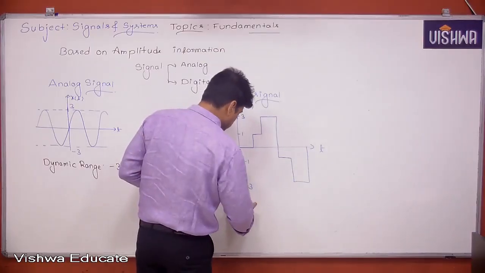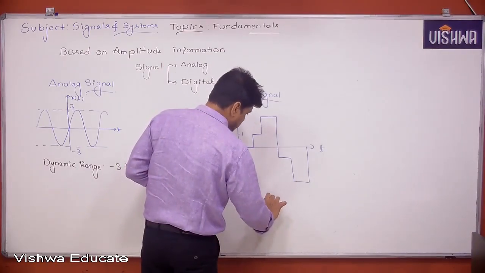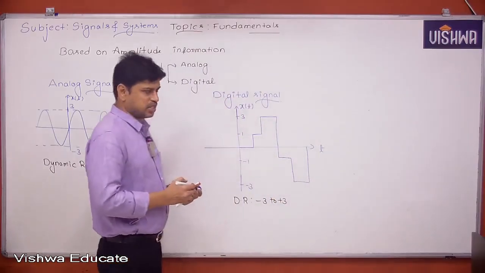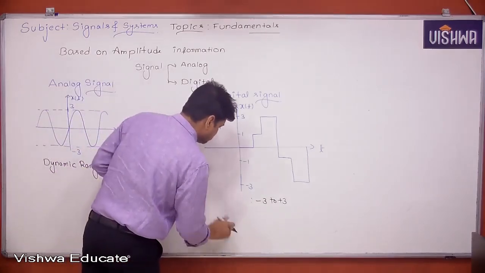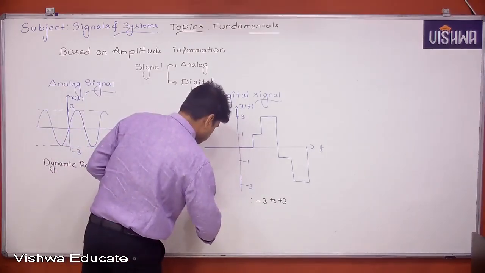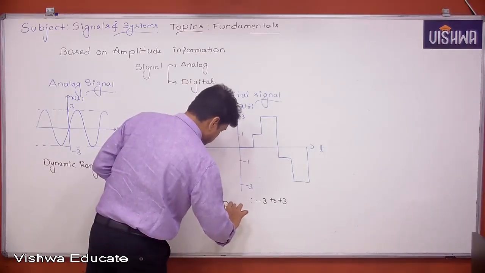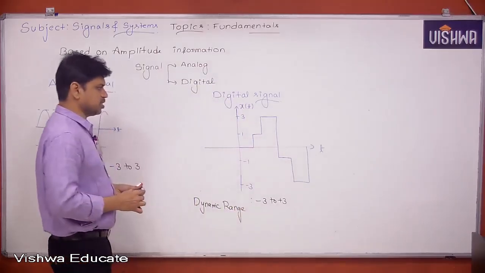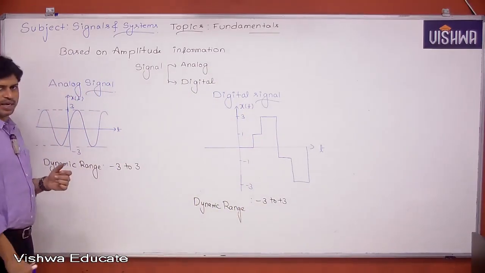So here also the dynamic range is -3 to +3 only. I am writing it completely. Dynamic range is -3 to +3. Then why is it called a digital signal? Why is it called an analog signal?